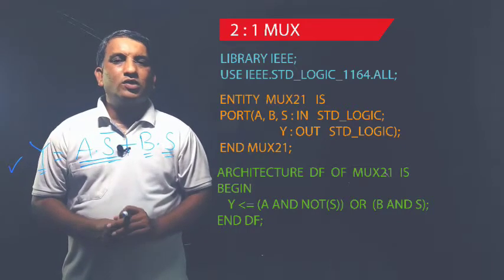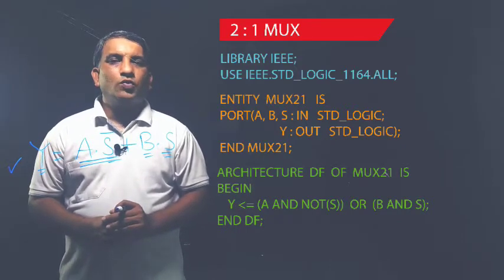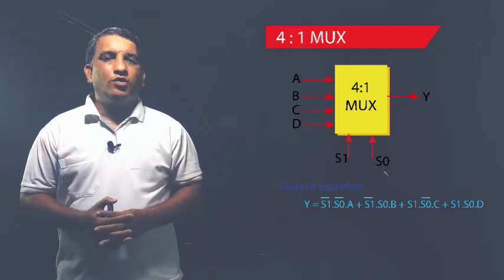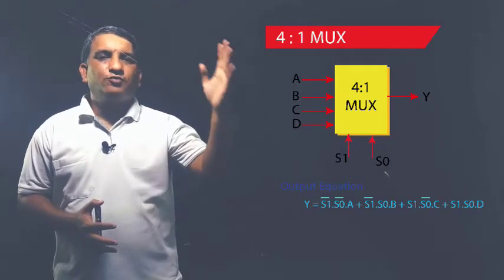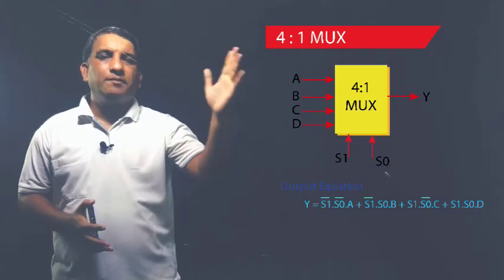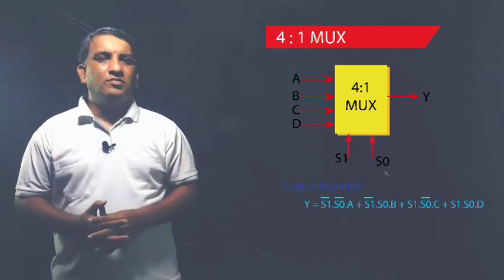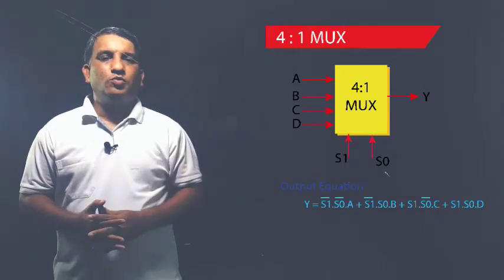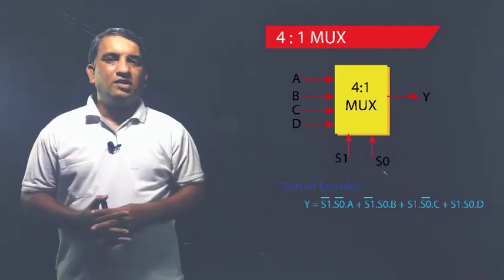So similar to the 2:1 mux, we can implement 4:1 mux. First let us see the block diagram for this 4:1 mux. If you can see the block diagram of 4:1 mux, it has 4 input ports A, B, C and D and 1 output port, and I will give the name to that output port as Y.